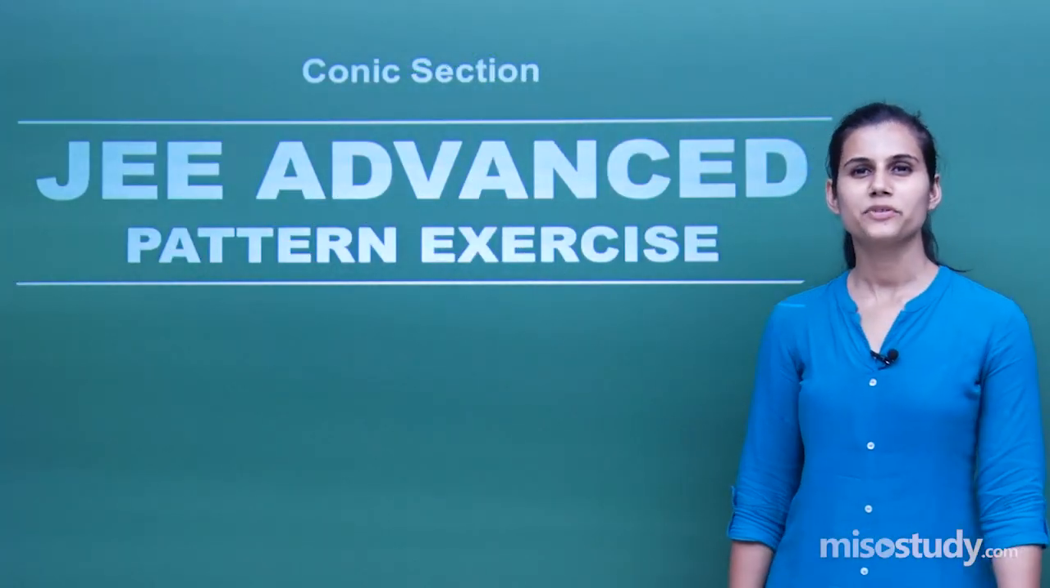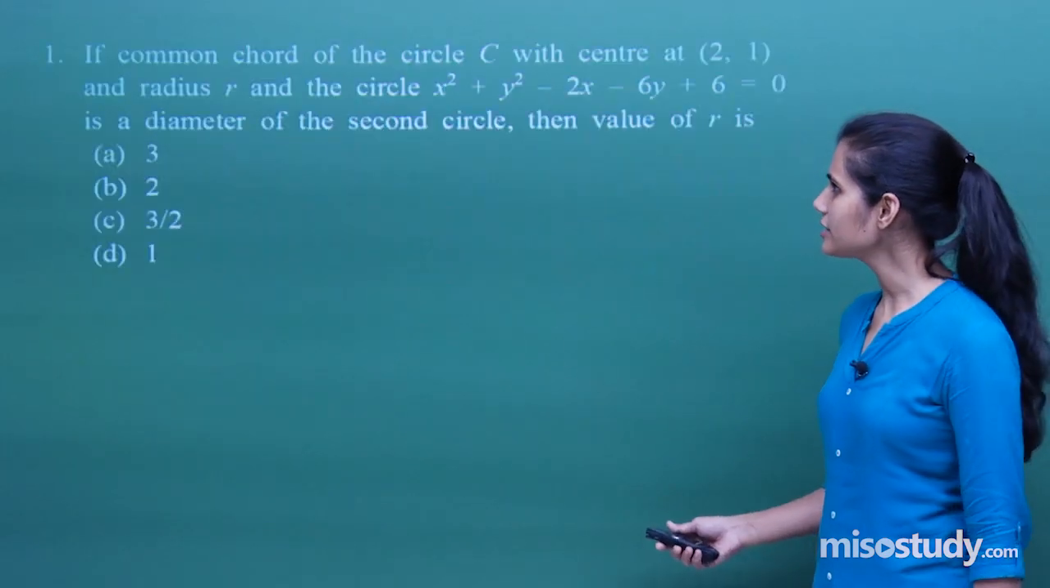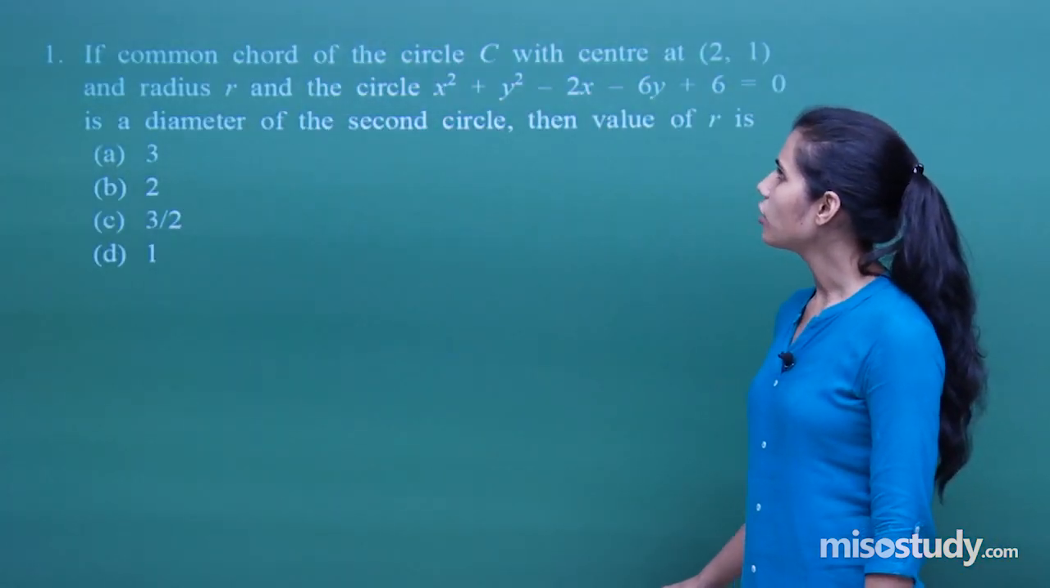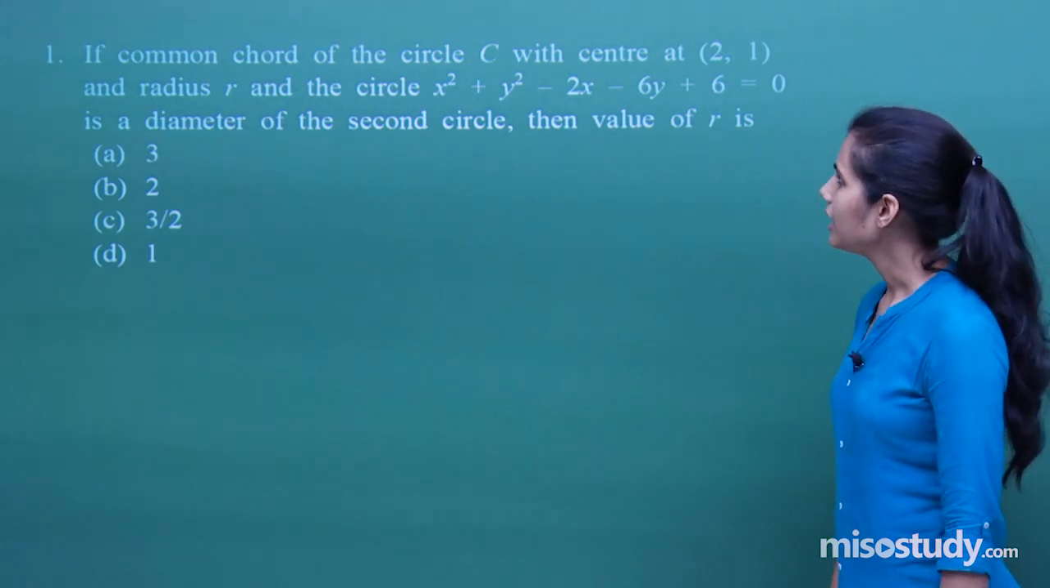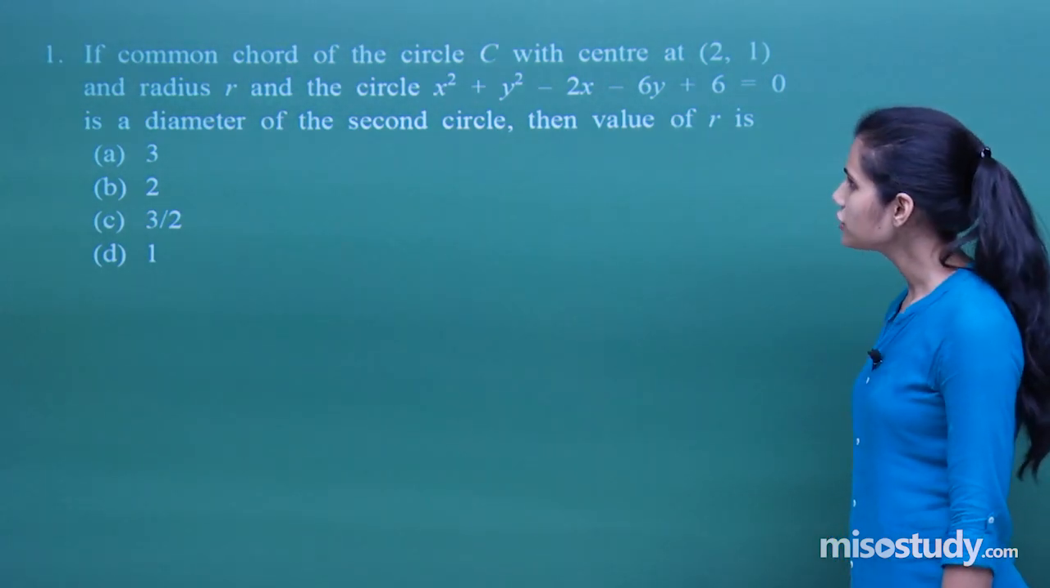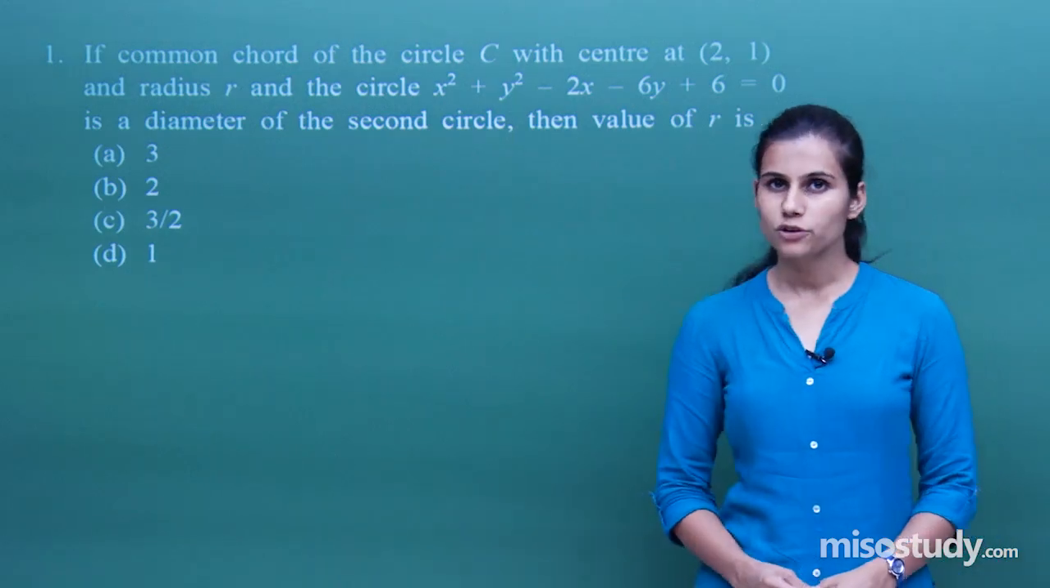Okay guys, let's begin with the discussion of the questions on conic sections. First question says, if the common chord of circle C with center at (2, 1) and radius r and the other circle is the diameter of the second circle, what is the value of r?